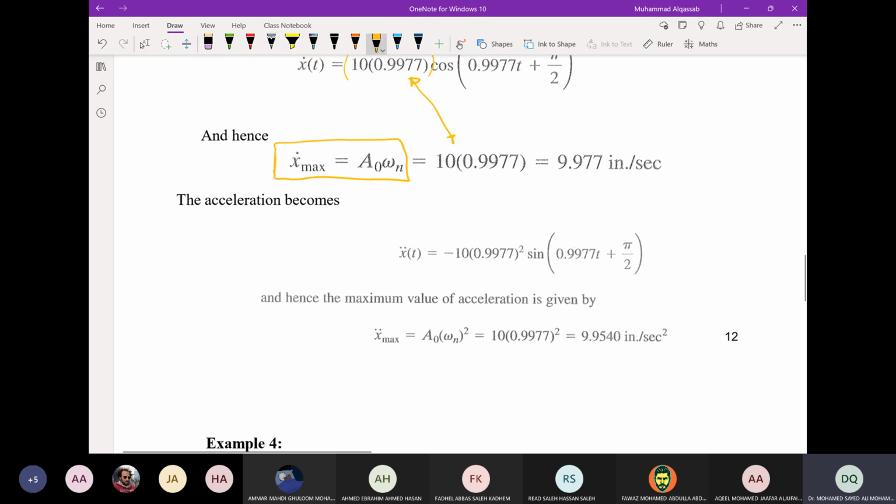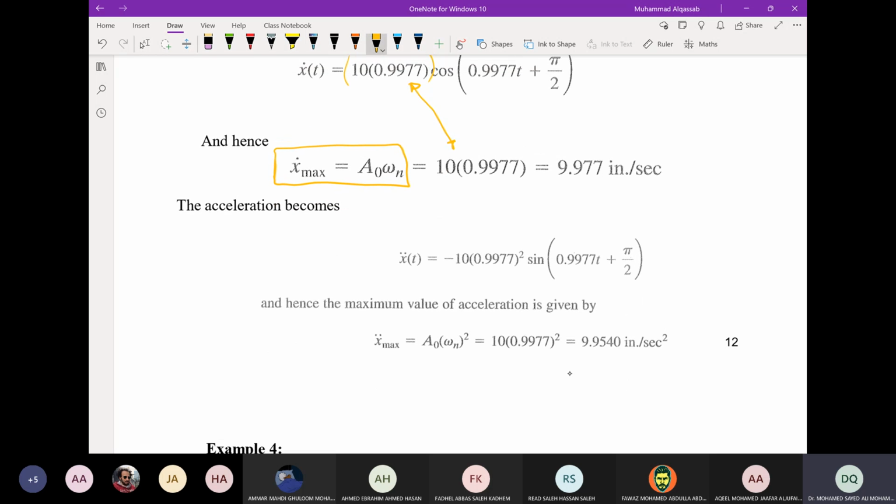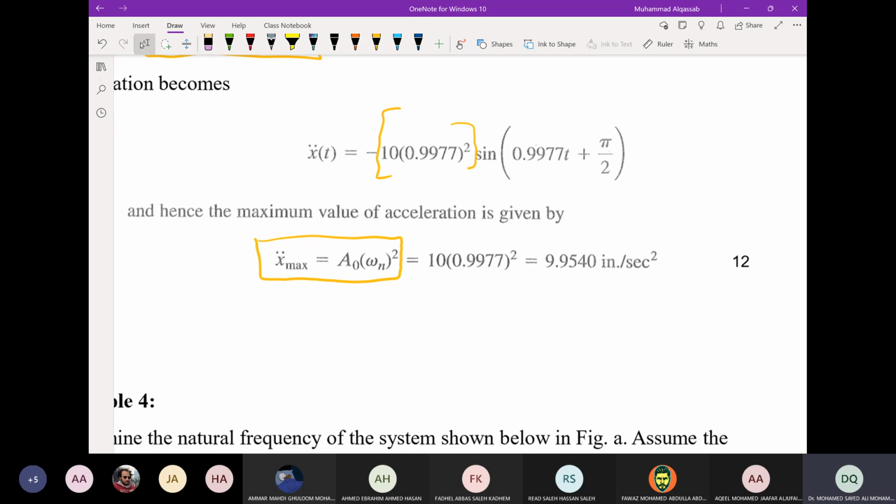And acceleration is differentiating the velocity. We get minus 10 times 0.9977 squared sine. So the coefficient, you don't need to include the negative. This will be the maximum acceleration. Or as we know from chapter 1 that this is harmonic motion and the maximum acceleration is A0 omega n squared. So it is 10 times 0.9977 squared equal to 9.954 inch per second squared.